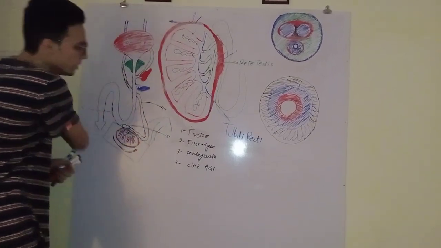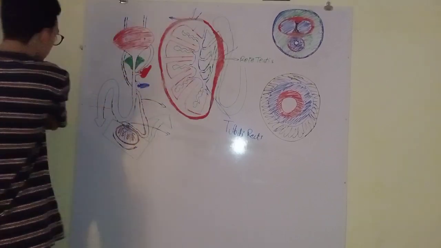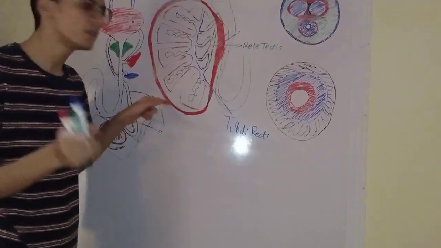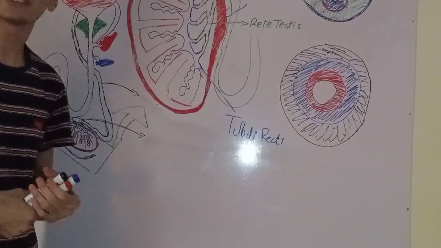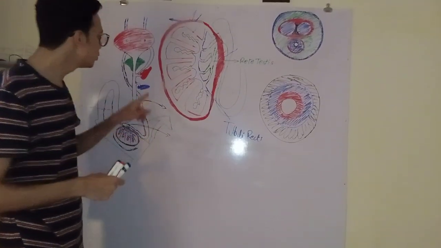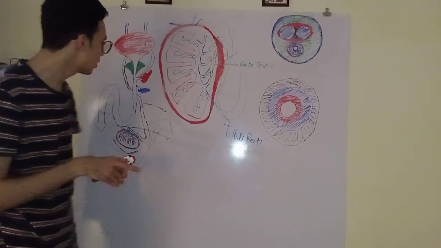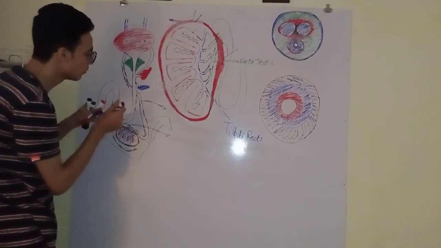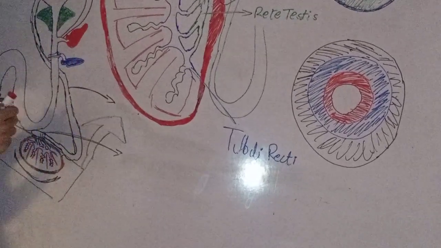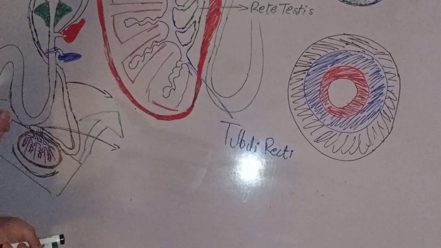Now we will discuss the bulbourethral gland before discussing the prostate gland. The bulbourethral gland contributes 5% of the seminal fluid. It is present in the membranous part of the urethra. This is the exact location of the bulbourethral gland, the membranous part of the urethra. You should keep in mind that this is the bulbourethral gland, and it consists of simple columnar epithelium.